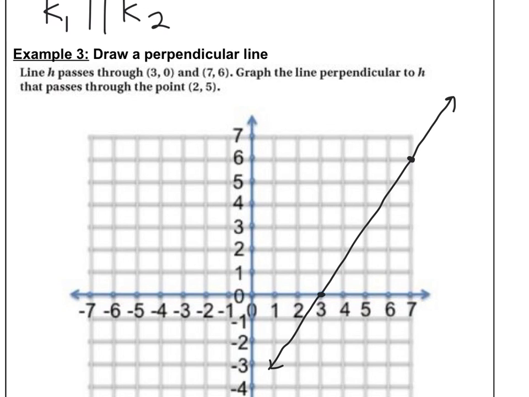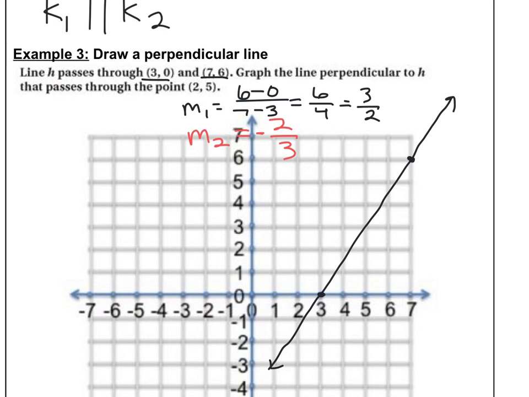Okay. Before we do that, let's figure out the slope here. So that'd be 6 minus 0 over 7 minus 3. So we get 6 over 4, which is 3 over 2. We want to leave that as an improper fraction. Okay, remember, to be perpendicular, we need to flip the slope. So we'll call this slope M1. To figure out the slope of M2, we're simply going to flip it and change the sign. So now we're doing a -2/3.